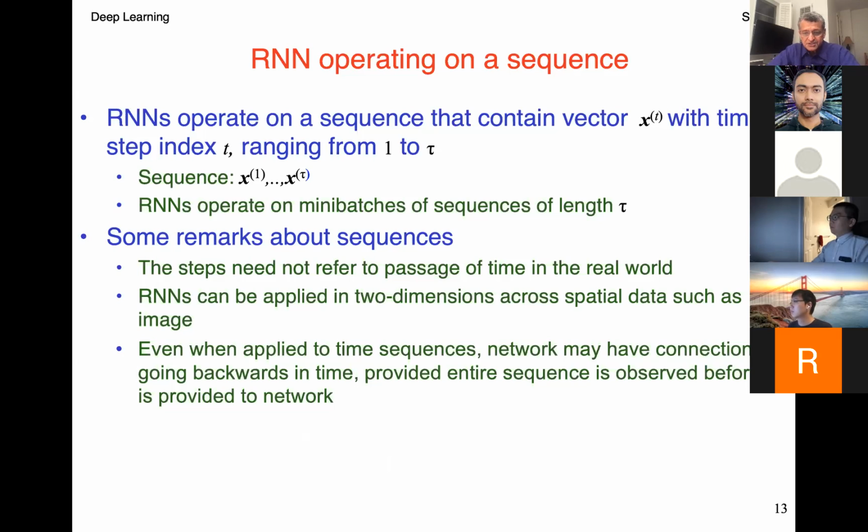Even when applied to time sequences, the network may have connections going backward in time. It's not like we're just processing at time t and not looking at the previous data. It could be that the entire sequence is observed before it is provided to the network, so the whole thing is available. One could think of processing it from left to right, or from right to left. If you have a network that does both, you see the dependence of the previous on this one, and how the past context influences this.